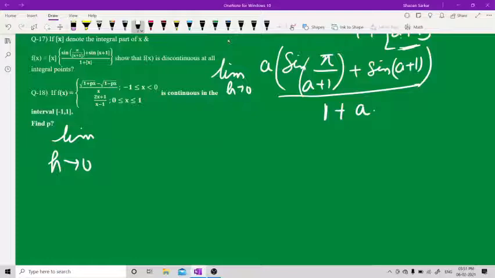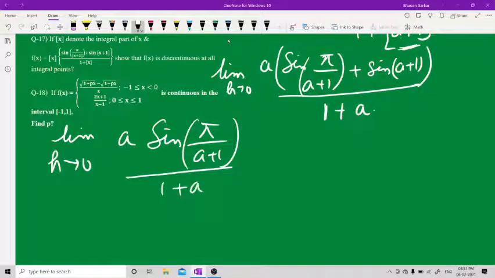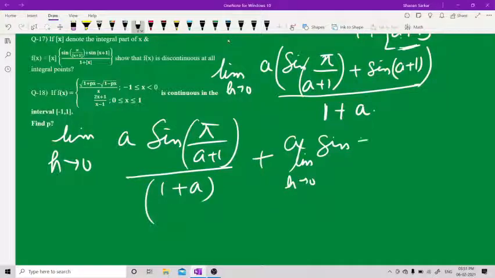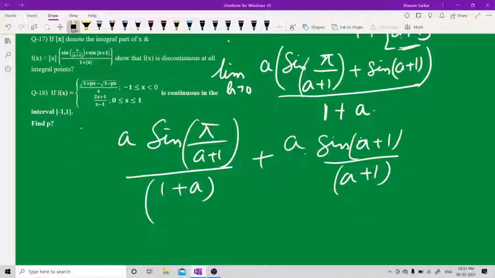Limit h tending to 0, this is sine pi times a plus 1 whole by 1 plus a, right? Plus a times sine of a plus 1, limit h tending to 0, a plus 1 upon a plus 1. So the answer is nothing but, just remove the limits, and this is your right hand side.